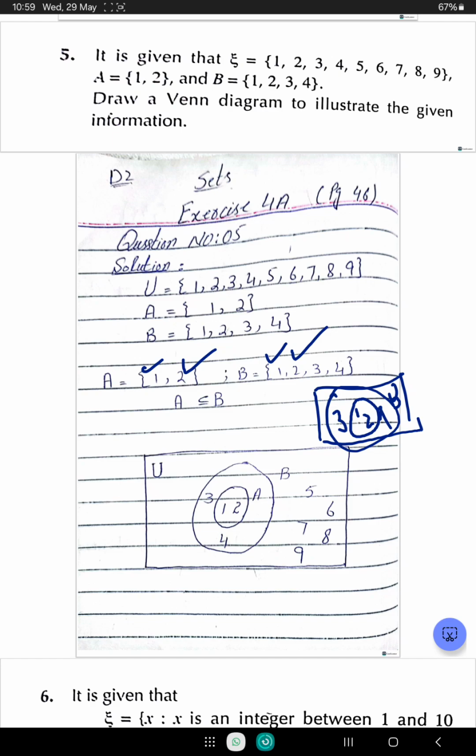The universal set contains all the elements and all the sets A and B. 1, 2, 3, 4 we already wrote. The remaining ones we write in the rectangular form, like 5, 6, 7, 8, 9.